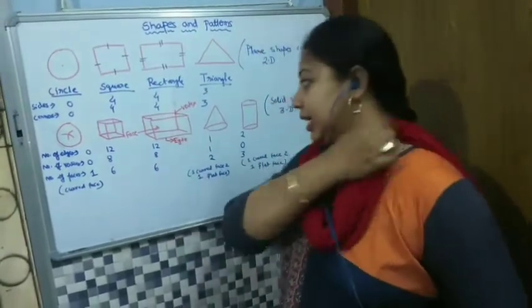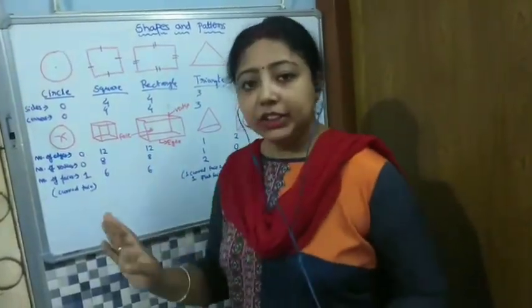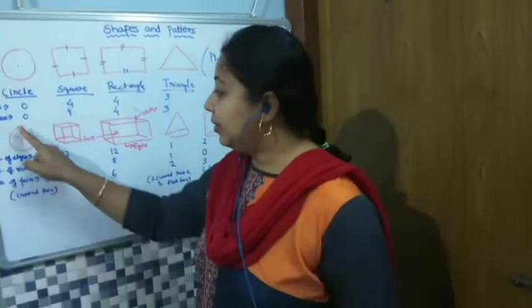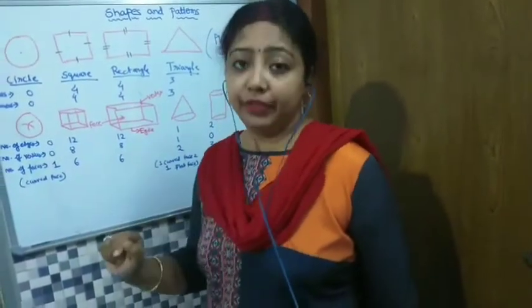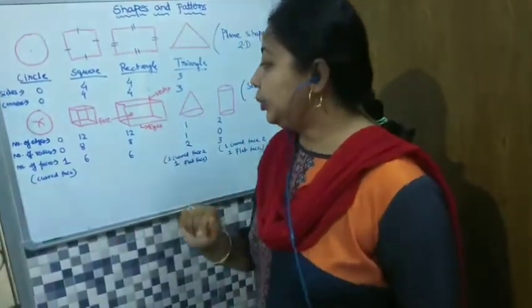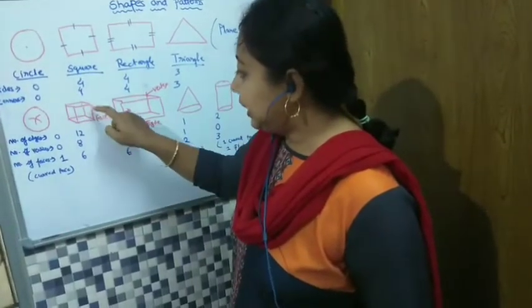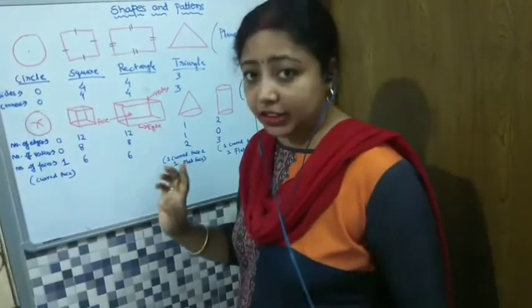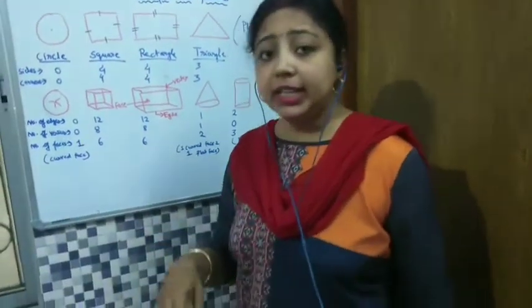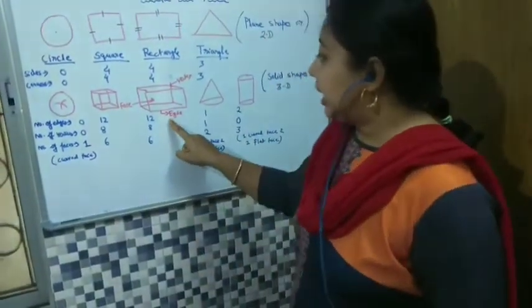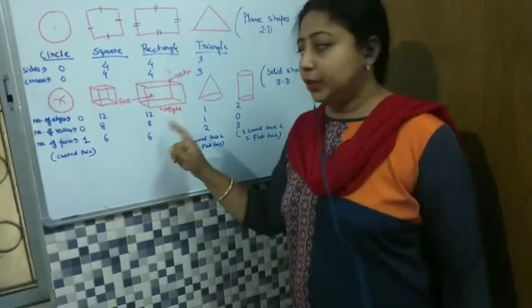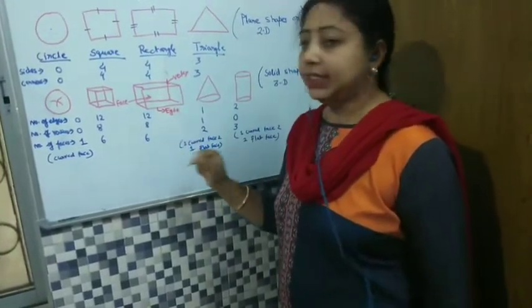So, let us see, in a sphere there is no edge and no vertex, only one face, which is called a curved face. Now, in a cube how many? 12 edges. If you count, you can see there are 12 edges, 8 vertices and 6 faces. A cuboid also has 12 edges, 8 vertices and 6 faces.